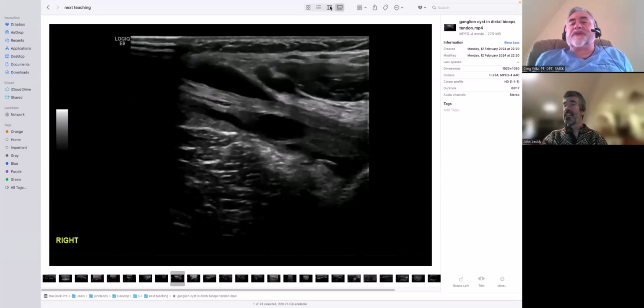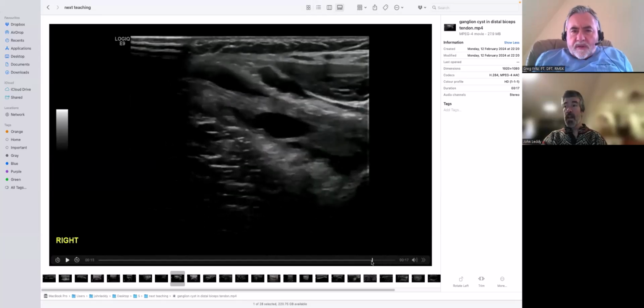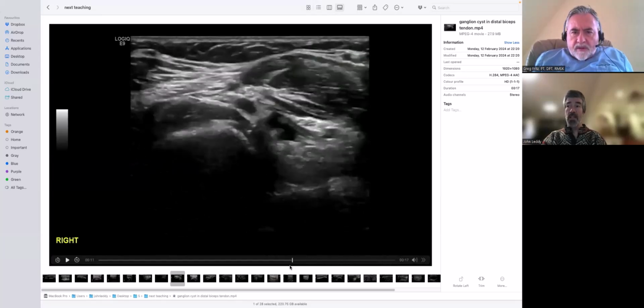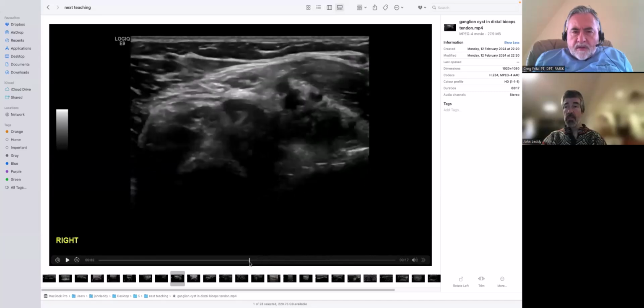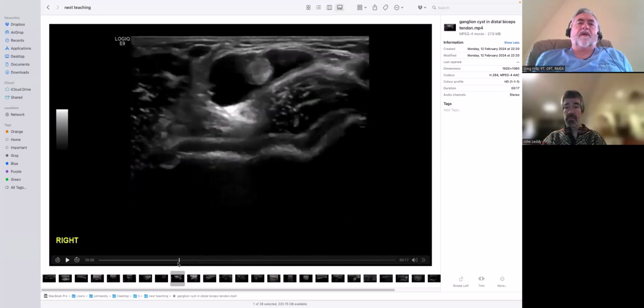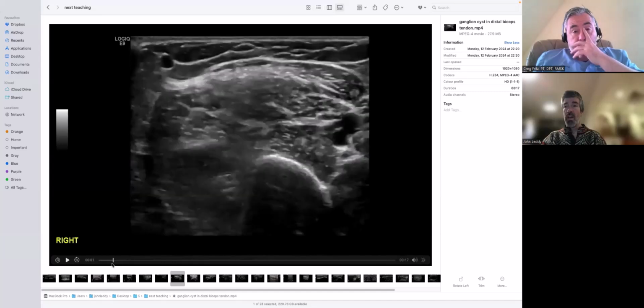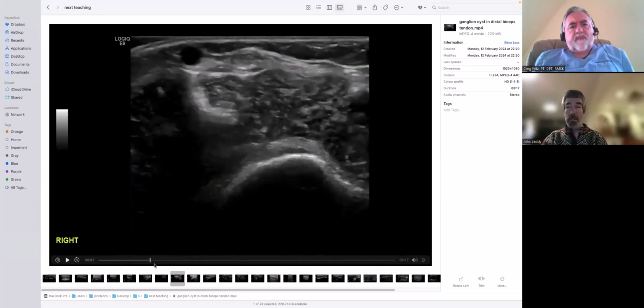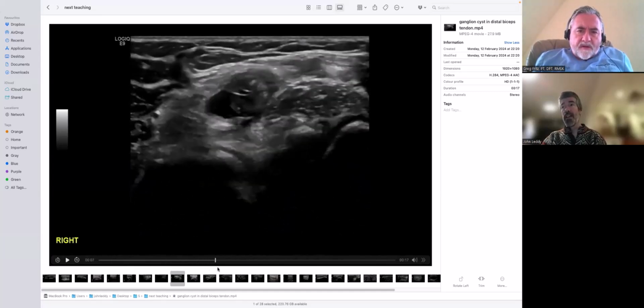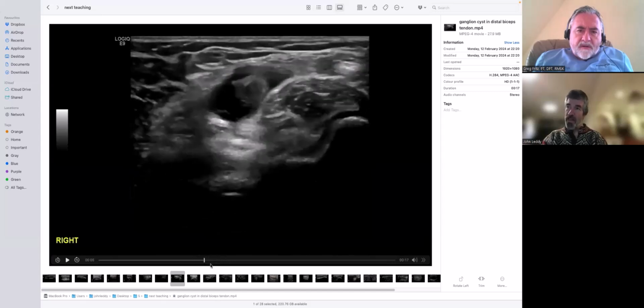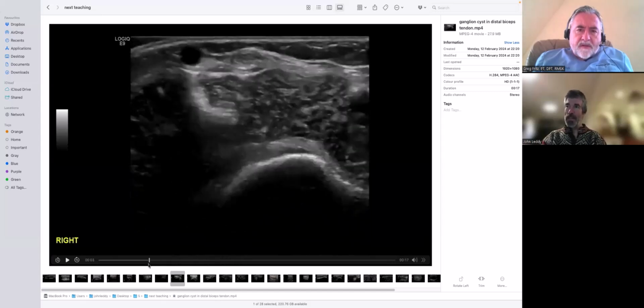Now, did this person come to see you for deep anterior elbow pain? Yes, it will have been pain and swelling in the anterior elbow. Query lump, query lipoma, something like that. And then you go, oh, that wasn't what I woke up this morning expecting to see.